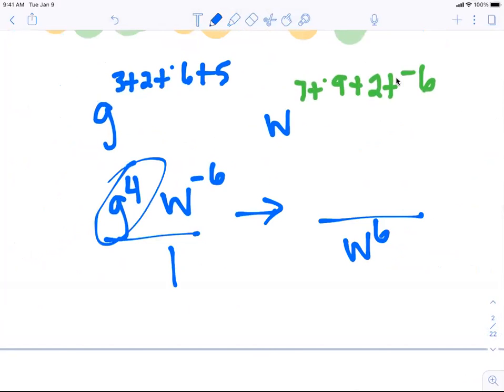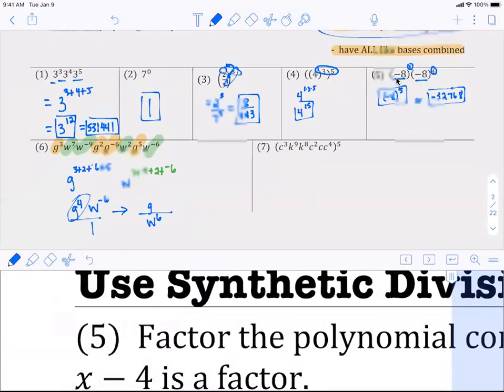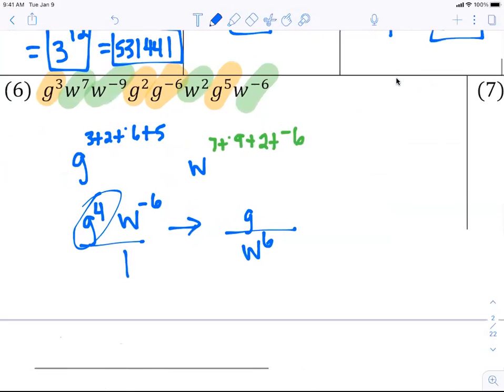Now, G didn't have a negative exponent, so that's just going to stay. That just means I'm going to keep the G to the 4th on the numerator, and just the piece with the negative exponent, the W, is going to move to the denominator. Now, I can't combine these because I can't do 4 minus 6 in this case because my bases are different. You can only really combine things that have like bases, so that's about as simplified as we can get.